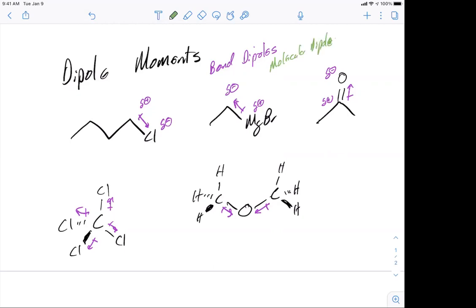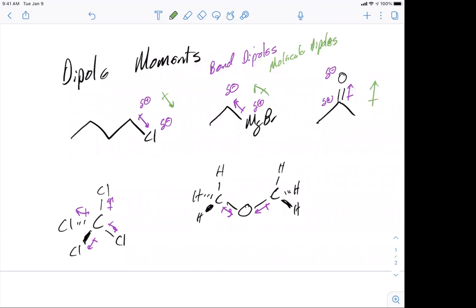All right, so for molecular dipoles, what we're looking at here is really a vector addition of the bond dipoles. So if we look at the first one, the molecular dipole is going to be going in the direction of the chlorine. Here, it's going to be going in the direction of the carbon, and then here it's going to be going in the direction of the oxygen.